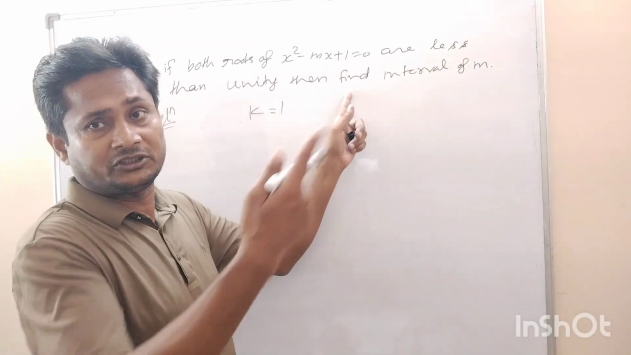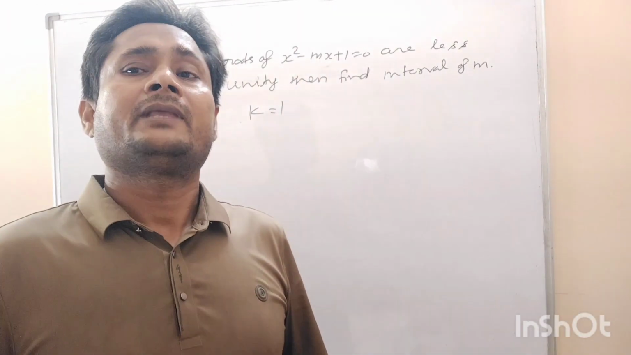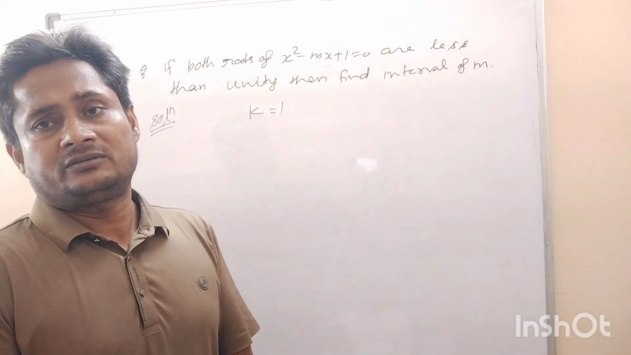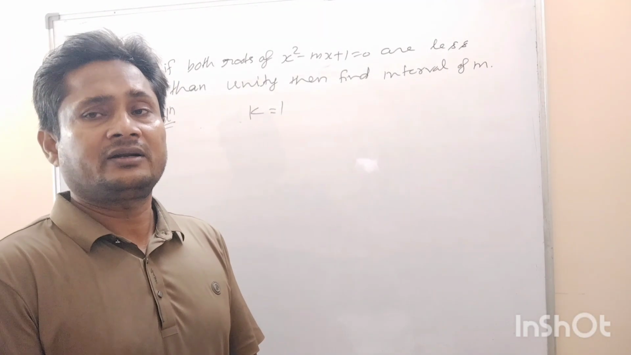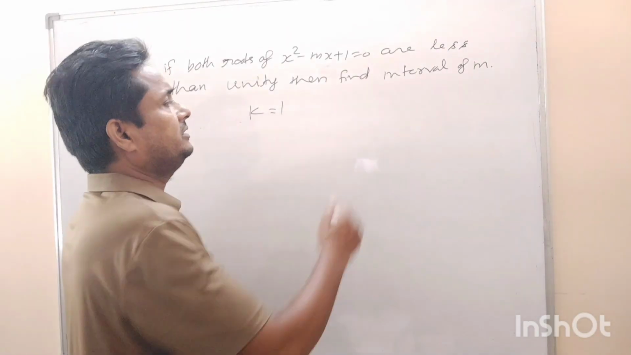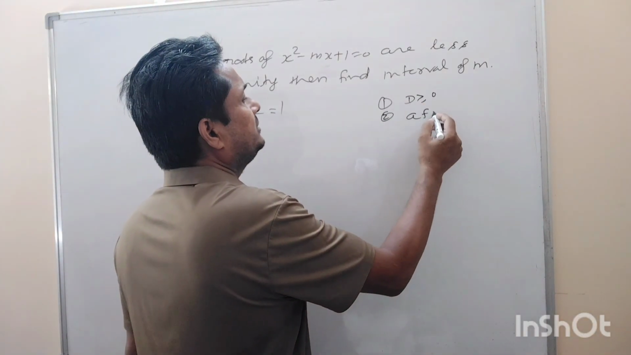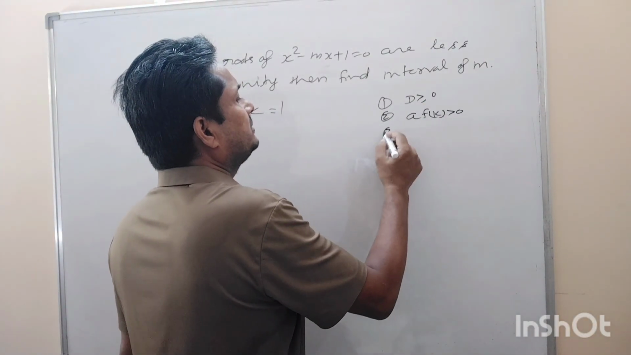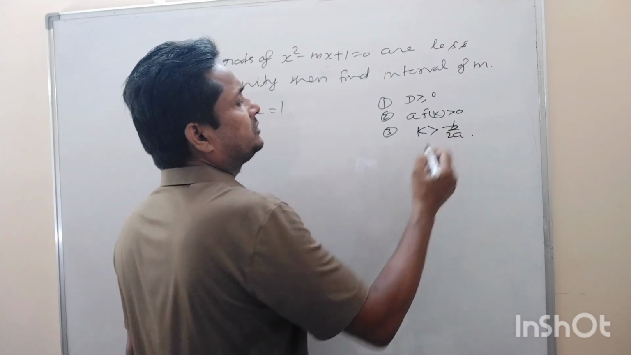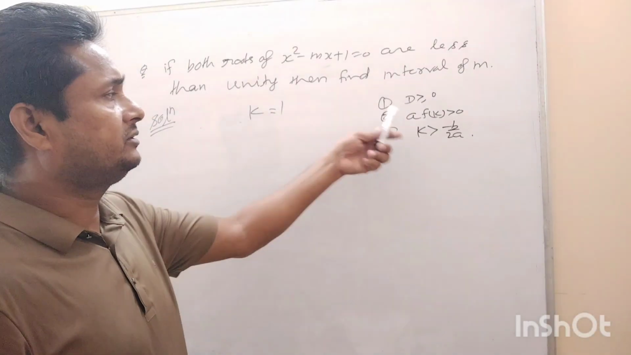This lies in the first case, because we have studied the first case. What is the first case? If both roots of ax square plus bx plus c is equal to 0 are less than a number k. In that case, what was the condition? First condition was D greater than or equal to 0. Second condition was af(k) positive, and third condition was that k will be greater than minus b by twice a. So these were three conditions.